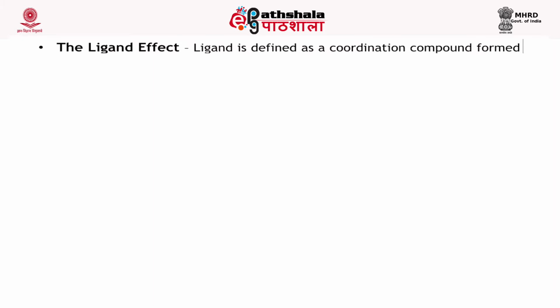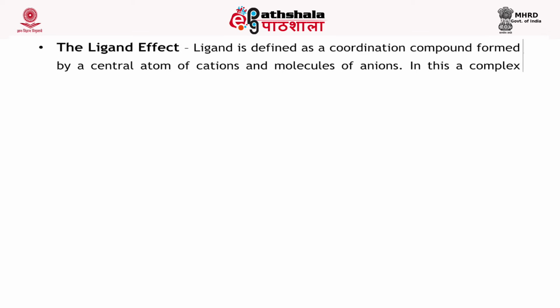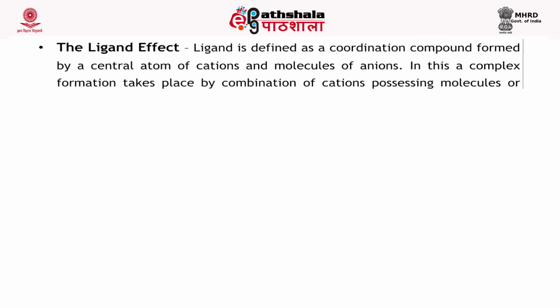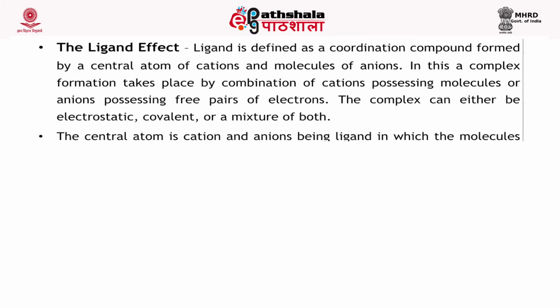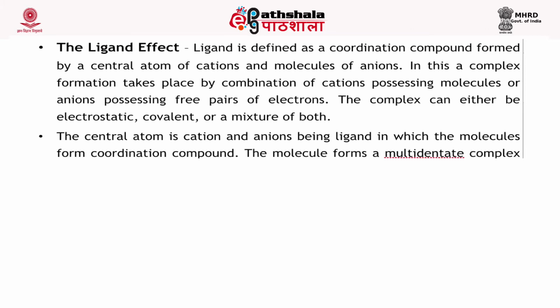Next process is the ligand effect. A ligand is defined as a coordination compound formed by a central atom of cation and molecules of anions. In this, complex formation takes place by the combination of a cation with molecules or anions possessing free pairs of electrons. The complex can be electrostatic, covalent, or a mixture of both. The central atom is the cation and the anions are the ligands, in which the molecules form a coordination compound. The molecules form a complex called chelates, consisting of more than one ligand.